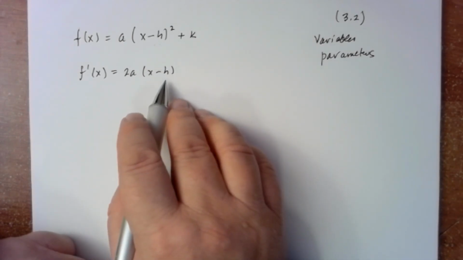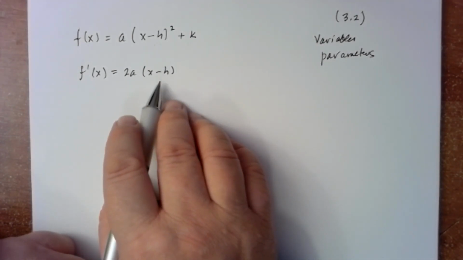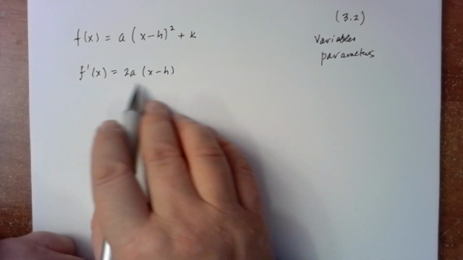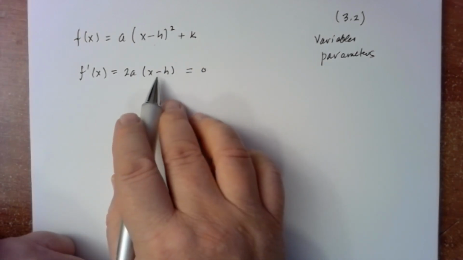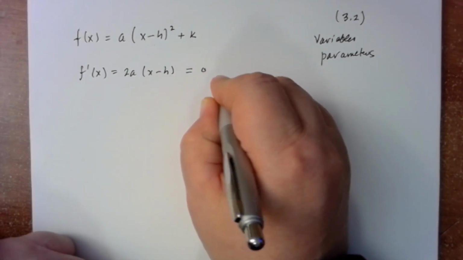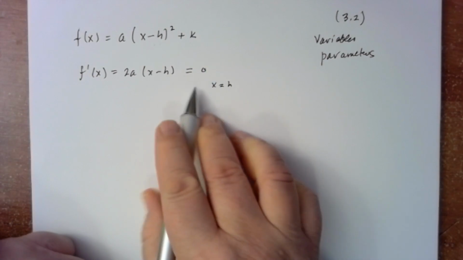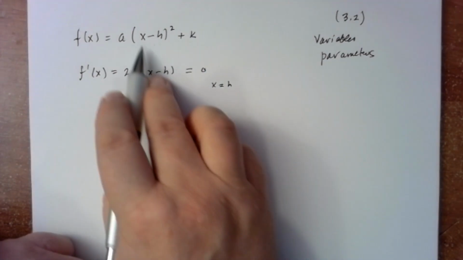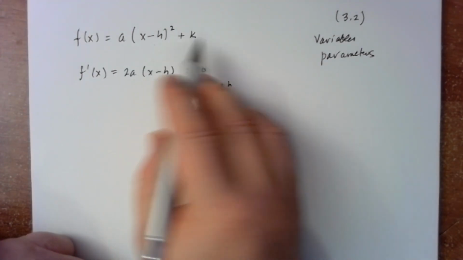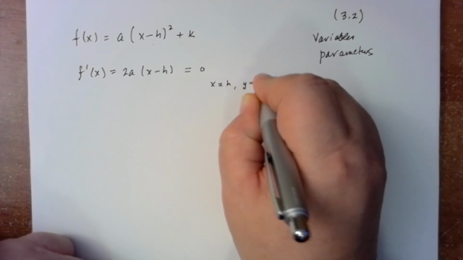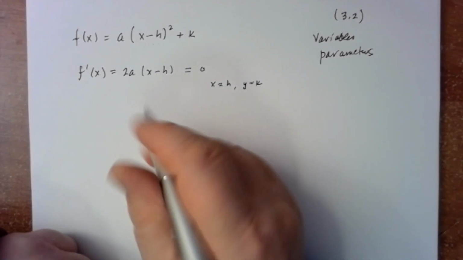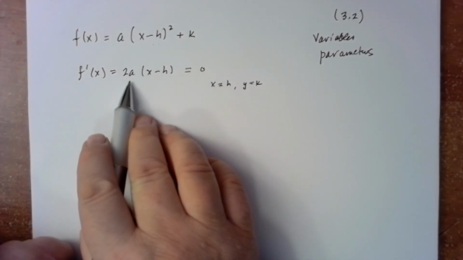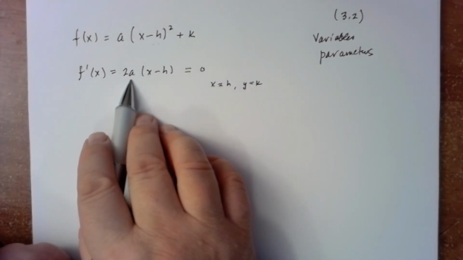And so you could actually see where the location of the vertex is. If you set the derivative equal to 0 and solve for x, then x is equal to h here. And then if we put h back into our function, we get the value of k for our y-coordinate of the vertex. Good.